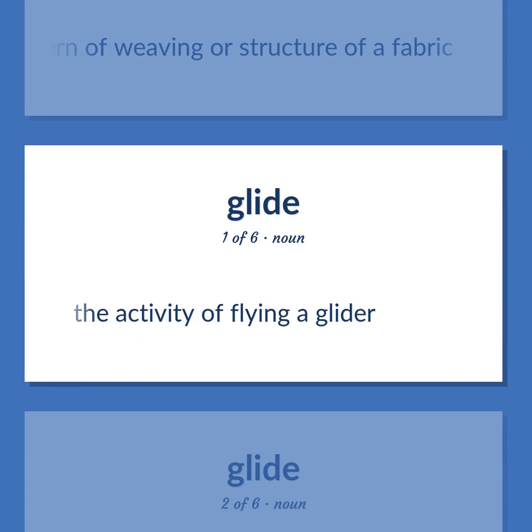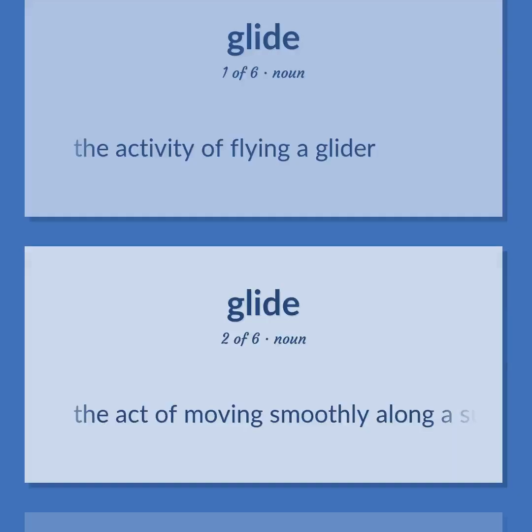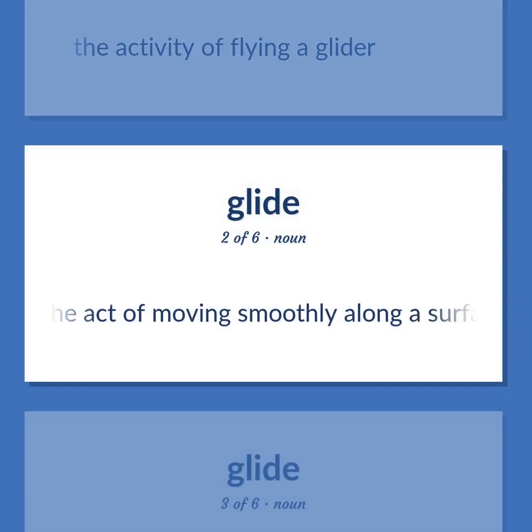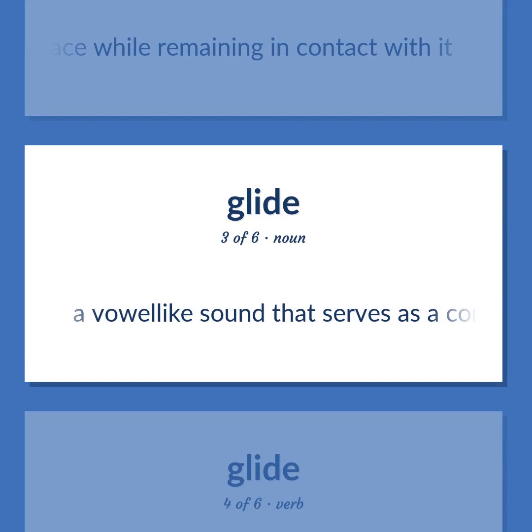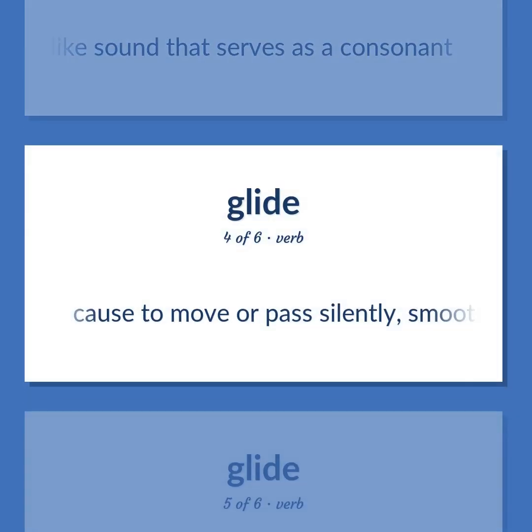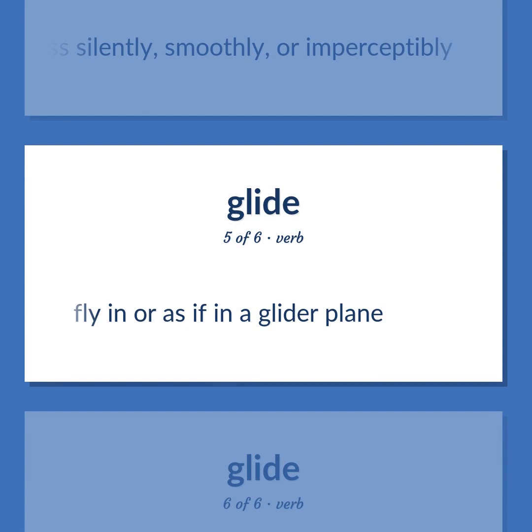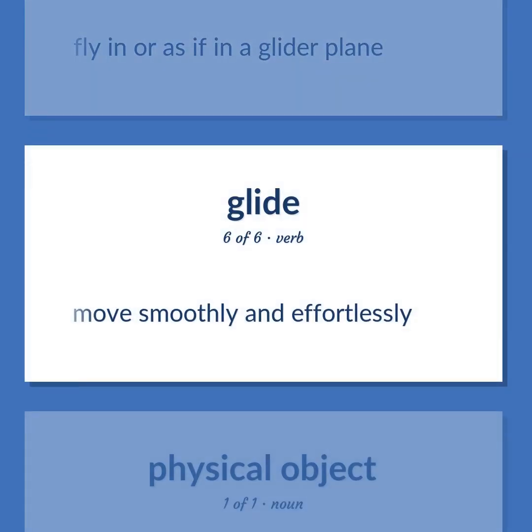The activity of flying a glider. The act of moving smoothly along a surface while remaining in contact with it. A vowel-like sound that serves as a consonant. Cause to move or pass silently, smoothly, or imperceptibly. Fly in or as if in a glider plane. Move smoothly and effortlessly.